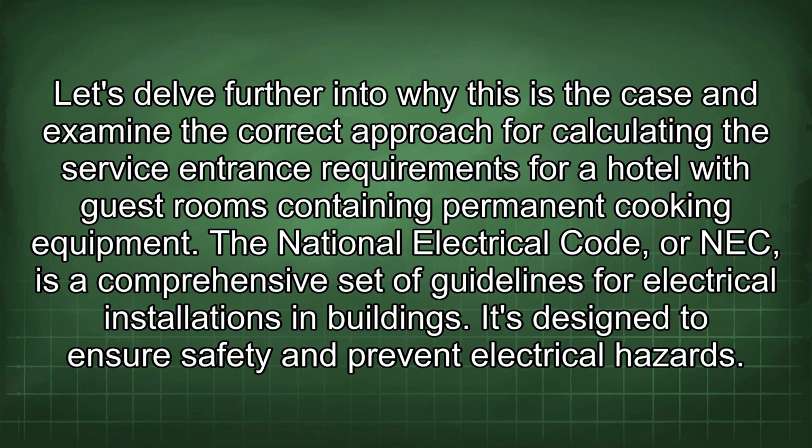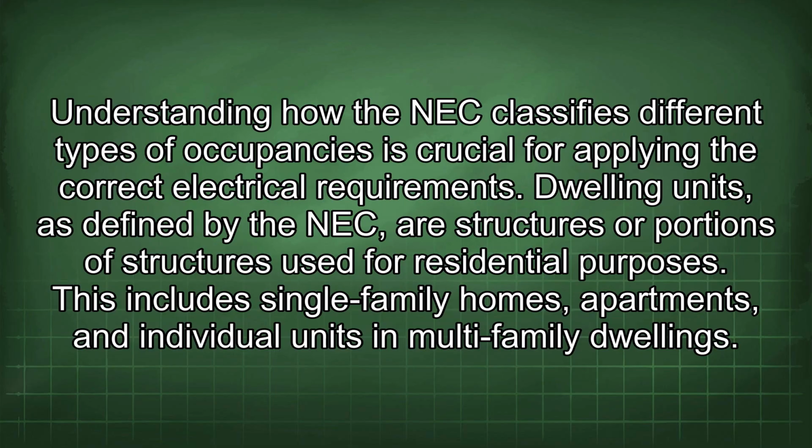The National Electrical Code, or NEC, is a comprehensive set of guidelines for electrical installations in buildings. It's designed to ensure safety and prevent electrical hazards. Understanding how the NEC classifies different types of occupancies is crucial for applying the correct electrical requirement. Dwelling units, as defined by the NEC, are structures or portions of structures used for residential purposes. This includes single-family homes, apartments, and individual units in multi-family dwellings.